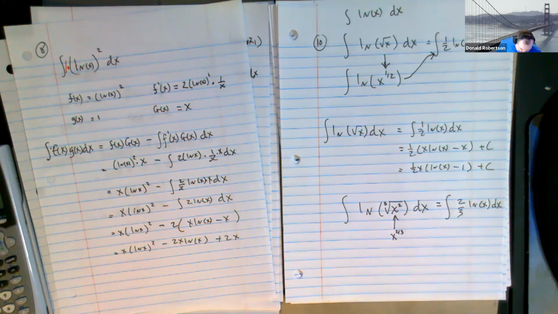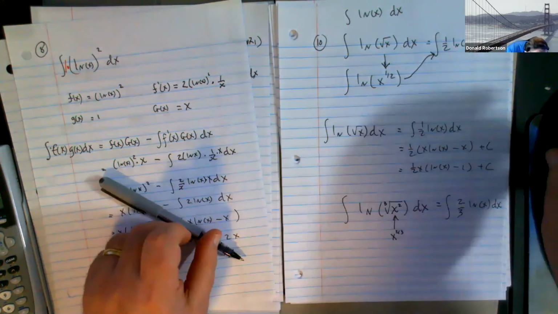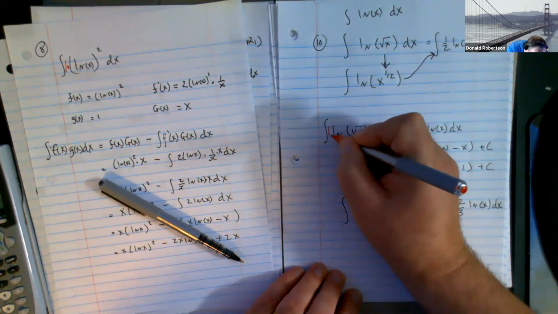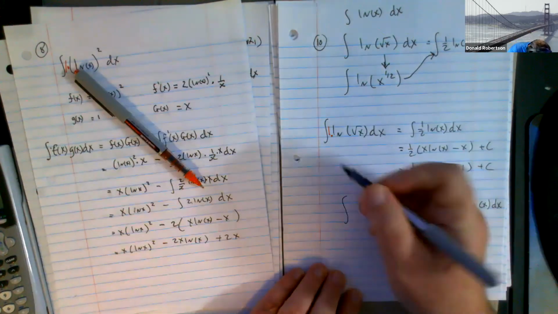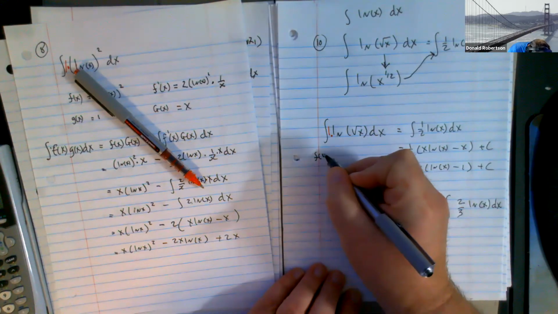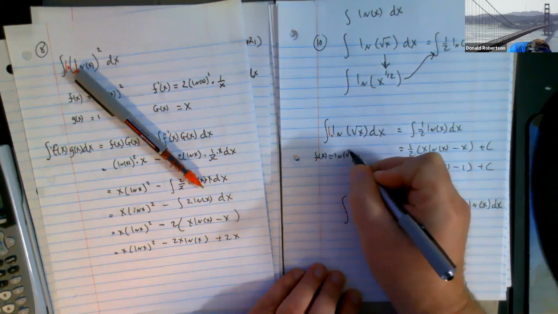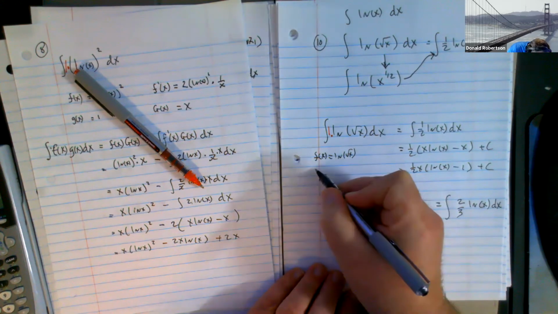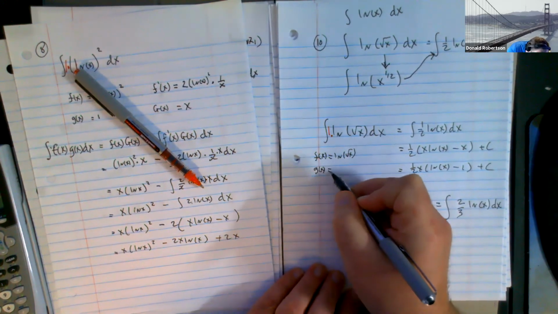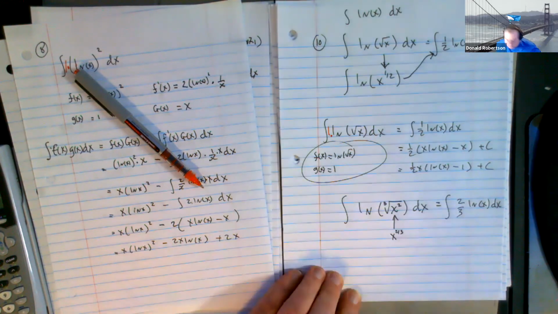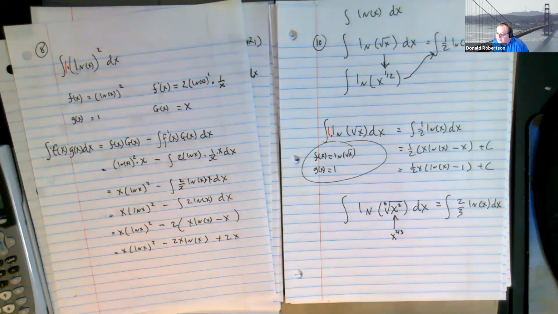If you can't see a shortcut, make that 1 times this fella. The f of x will be the natural log of the square root of x. The g of x will be 1. And you will eventually get the same answer. Right? Eventually.